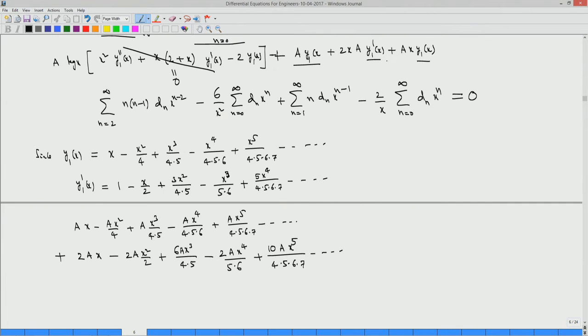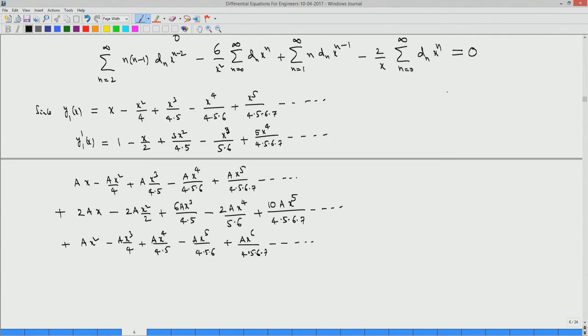The third term is ax y1 of x. So you are multiplying ax to y1. So that will give me ax square minus ax cube by 4 plus ax power 4 by 4, 5, ax power 5 by 4, 5, 6 plus ax power 6 by 4, 5, 6, 7 and so on. Okay, so these are the three terms. Now I wrote it as a series. This also you can expand. So even these series terms you can now expand and write as a full series.